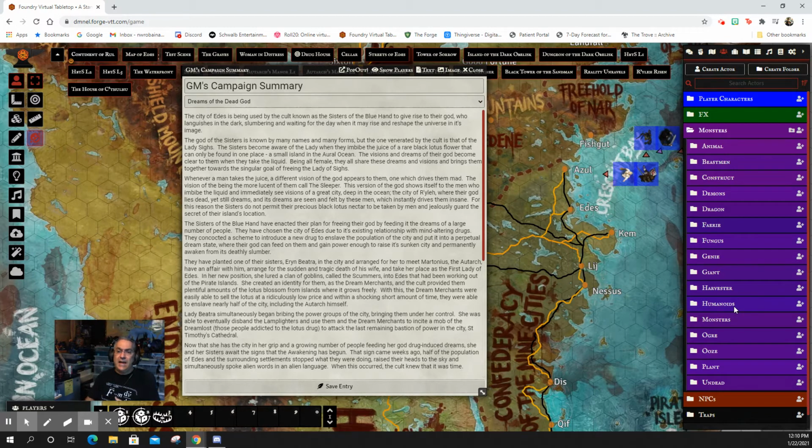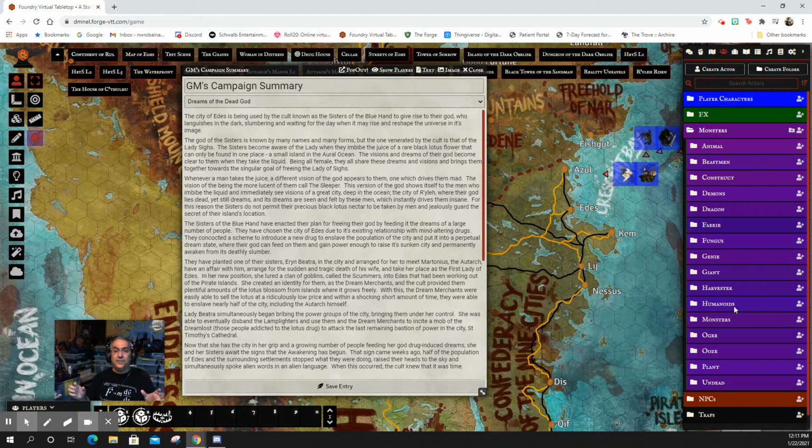So he's doing what he can to try to get an audience with the autarch, unable to, and then that's when the night of horror occurs. Lady Beatra is able to magically implant this suggestion in the dreamscape of the people that are sleeping, or that are lucid dreaming, due to the lotus blossom.